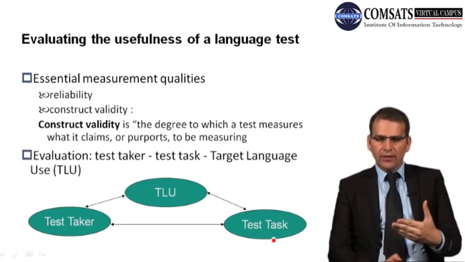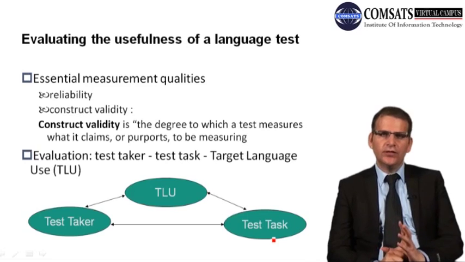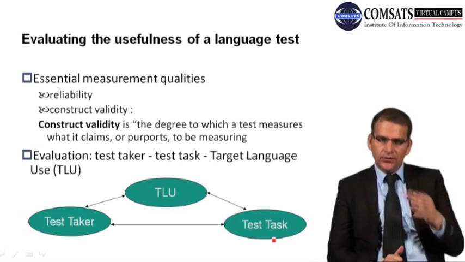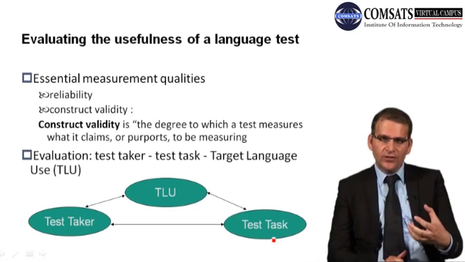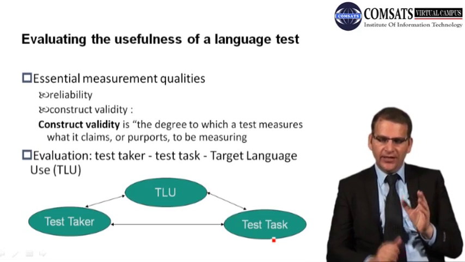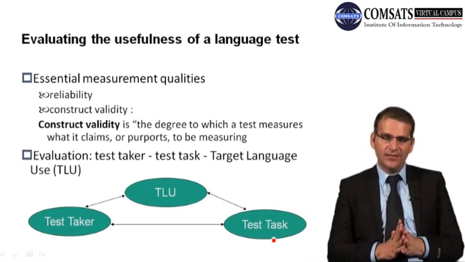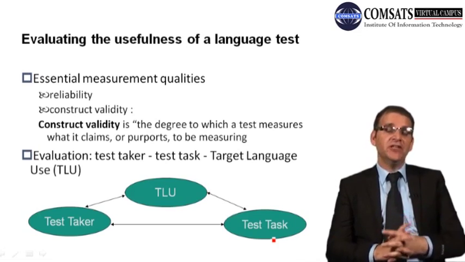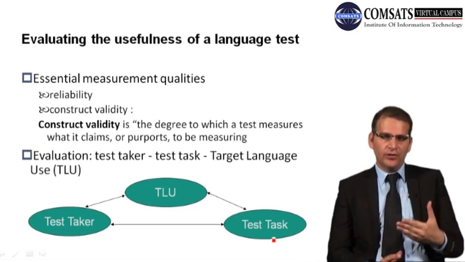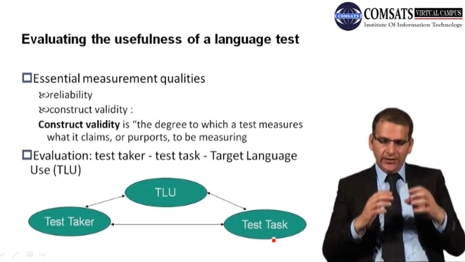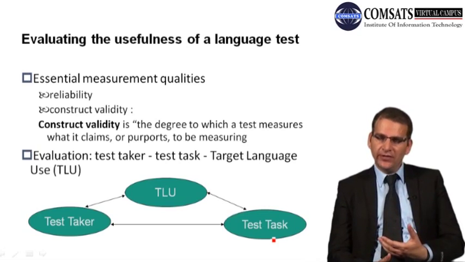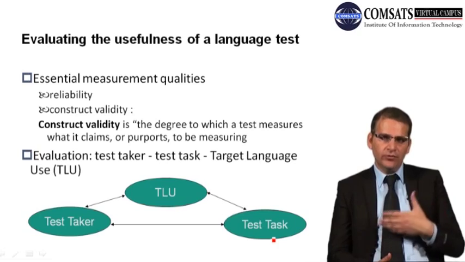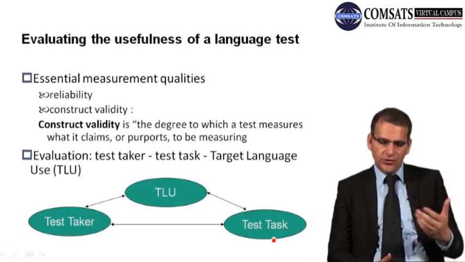Well, students, I was talking about how to evaluate the usefulness of a language test. You see the reliability of the test and also its construct validity. Now, what is construct validity? It is the degree to which a test measures what it claims, or purports, to be measuring. This is a very important point. This is what we call construct validity. And of course, when you evaluate, you have to see the test taker, test task, and target language use.